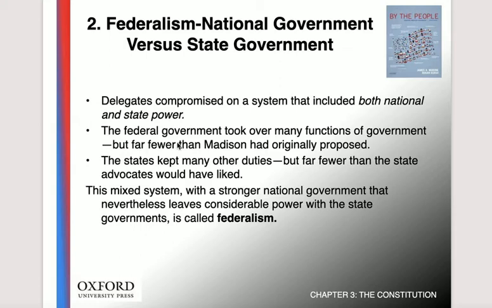But what happened was they came to a compromise. Both the national and state governments got some power. So the federal government took over many of the functions of government, but far fewer than Madison had hoped. He was a Federalist. And the states kept many of their other duties, far fewer than the state advocates had hoped. So this mixed system with a stronger national government but also power left for the state governments is called federalism.